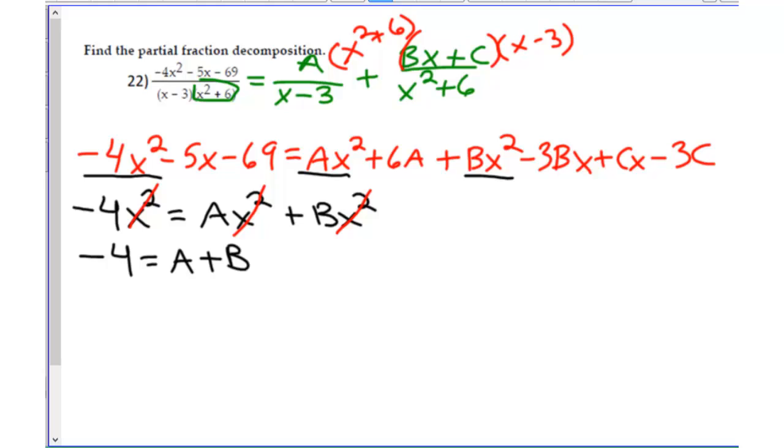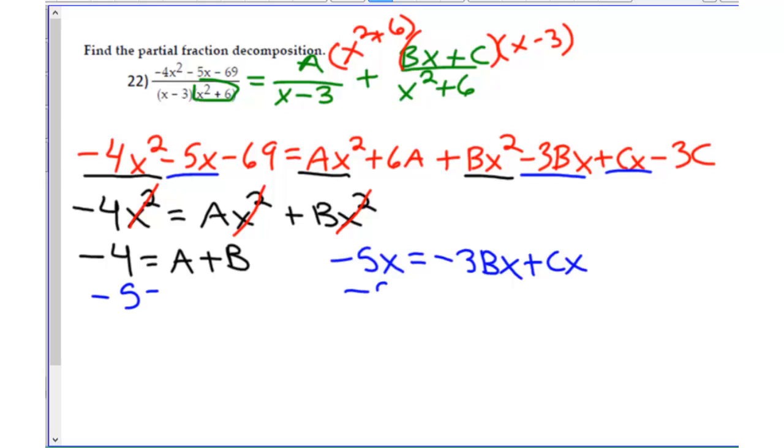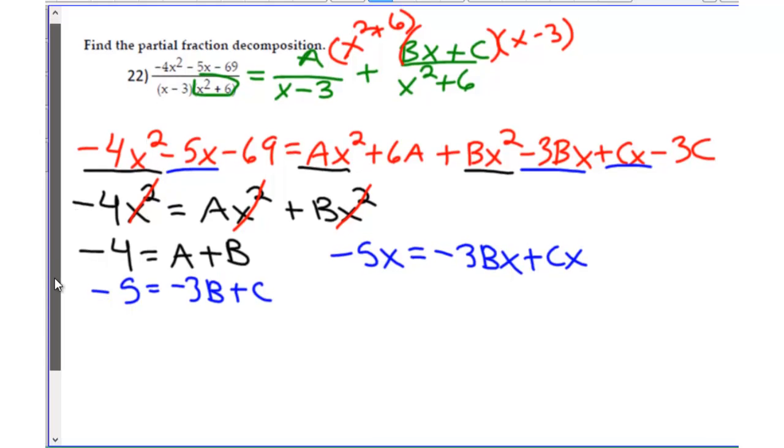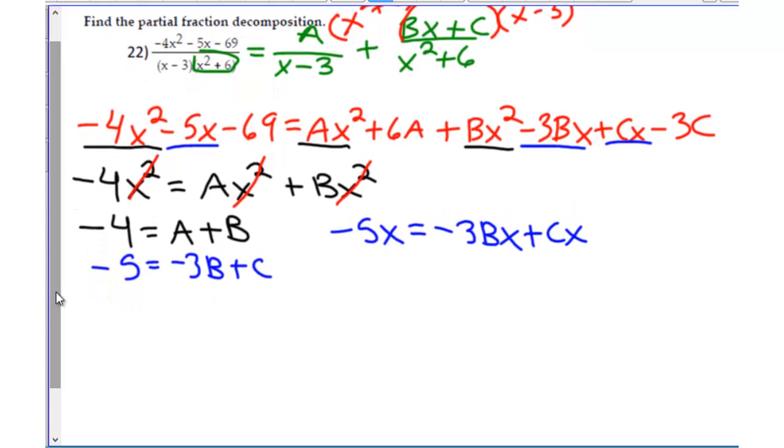Now we'll do the x's. So negative 5x has to equal negative 3Bx plus Cx, and so that means I have negative 5 equals negative 3B plus C. And then last, we're going to do just the number. Negative 69 goes with 6A minus 3C.